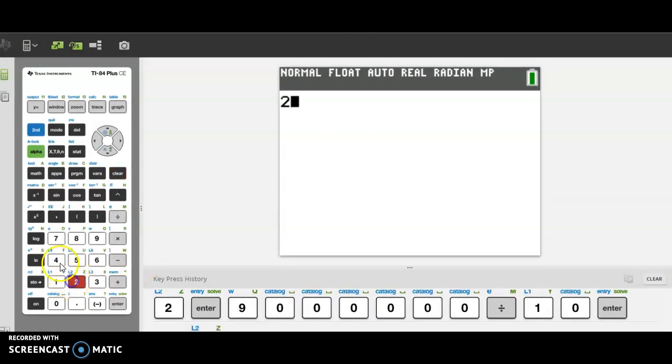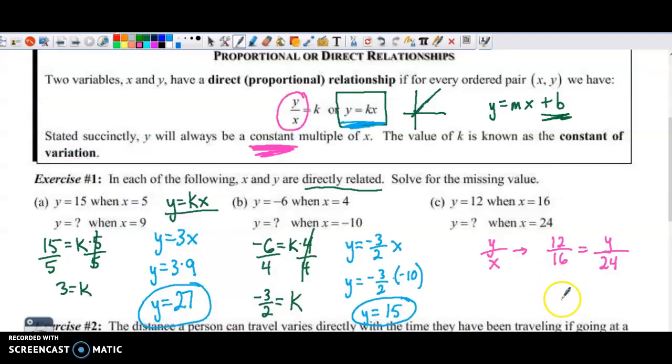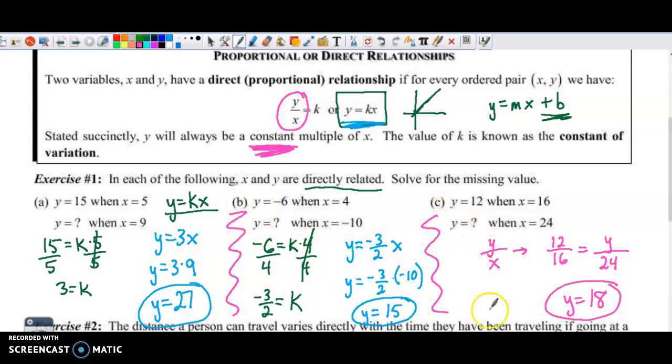The only reason why I'm nervous about teaching you this way is because I think some people will mess up setting it up. So this correct answer would be 18. So I want to let you know that that is an option for you. I just have a different way of solving it that I like to call foolproof.